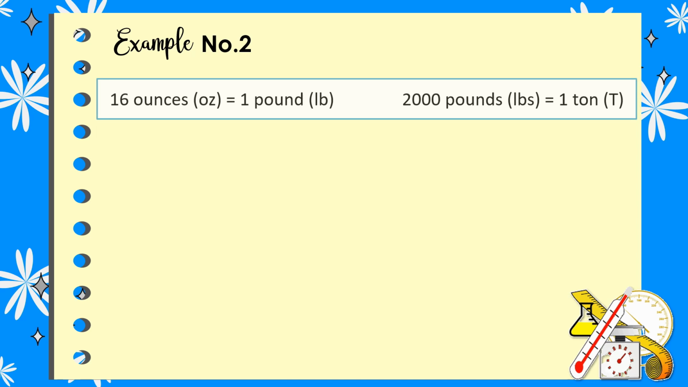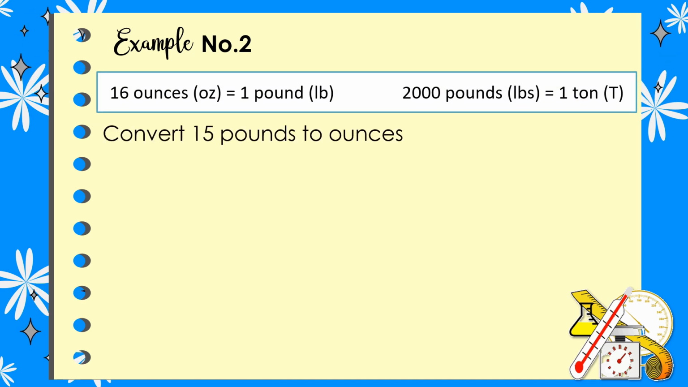Next example, convert 15 pounds to ounces. So, gagamit pa rin tayo ng the same converting factor na ginamit natin sa example number 1. So, let us answer the given question. So, 15 pounds, i-multiply natin sa converting factor, which is 16 ounces is equivalent to 1 pound. So, dapat parehas sila ng unit, yung nasa ilalim, tsaka yung given. Tapos, ilagay nyo yung equivalence sa ibabaw.